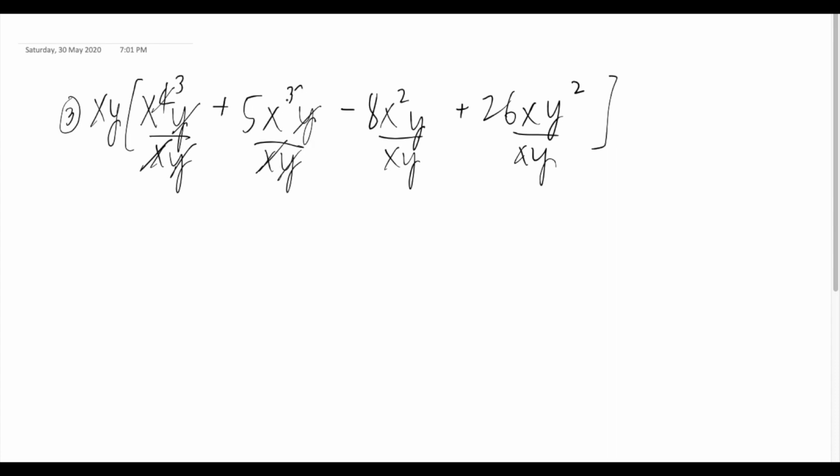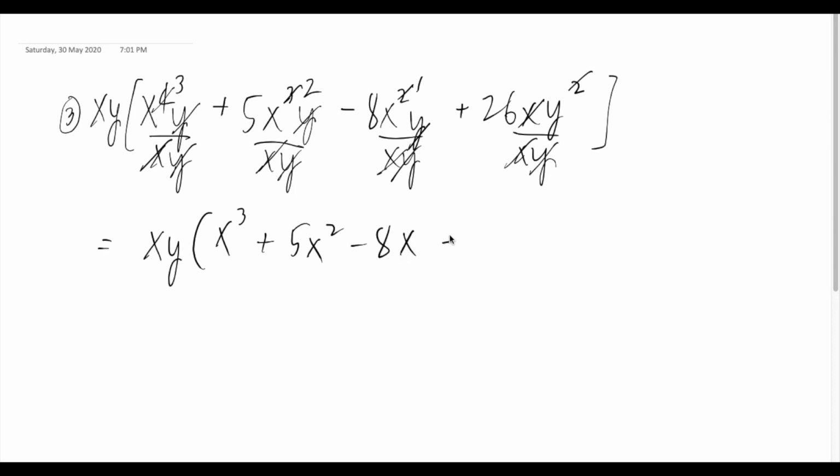Cancel yung y, mabawasan ng isa. This becomes 2. Cancel, cancel, cancel. Ito magiging 1. Okay? How about this one? X magka-cancel, y, ito mababawasan ng isa, maging y na lang. So, our final answer is xy times x cubed plus 5x squared minus 8x plus 26y.